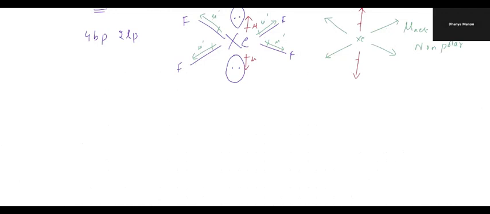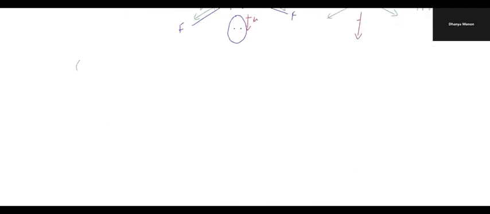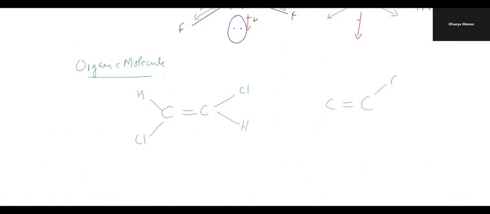Moving on to an organic molecule. I have carbon connected to carbon. This is hydrogen. This is chlorine. This is chlorine. And this is hydrogen. Same way over here. Carbon connected to carbon. Chlorine. This is hydrogen. This is chlorine. And this is hydrogen. Okay. This is A and this is B.